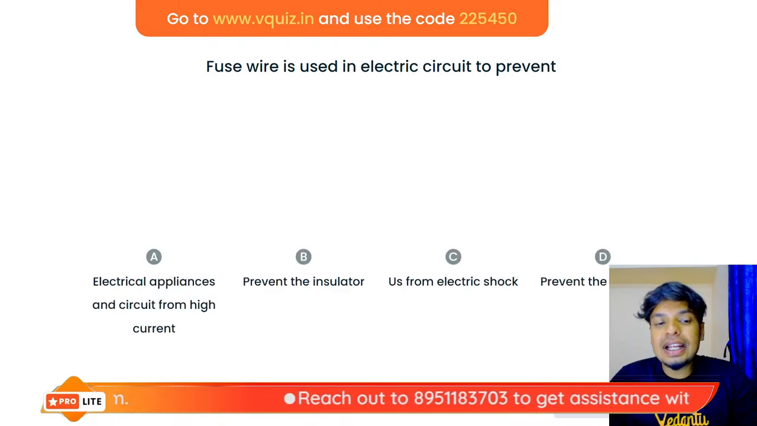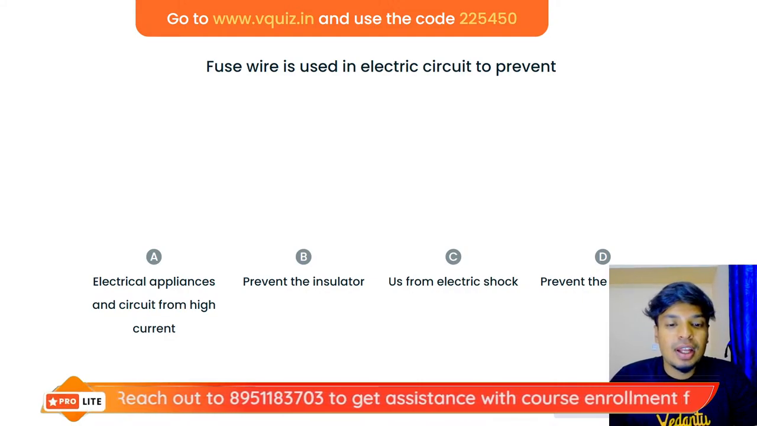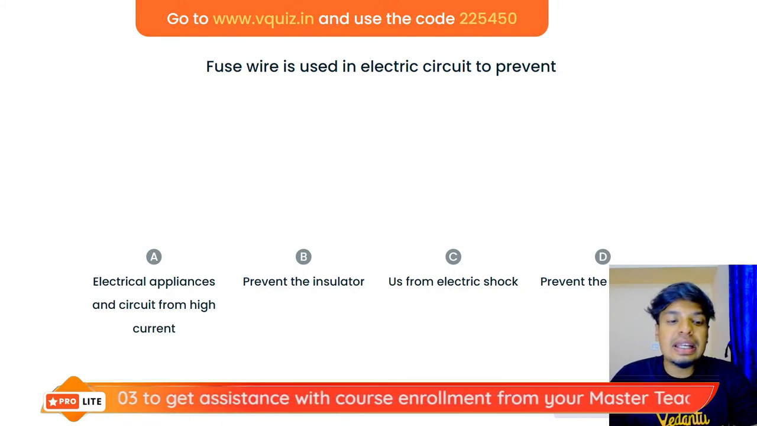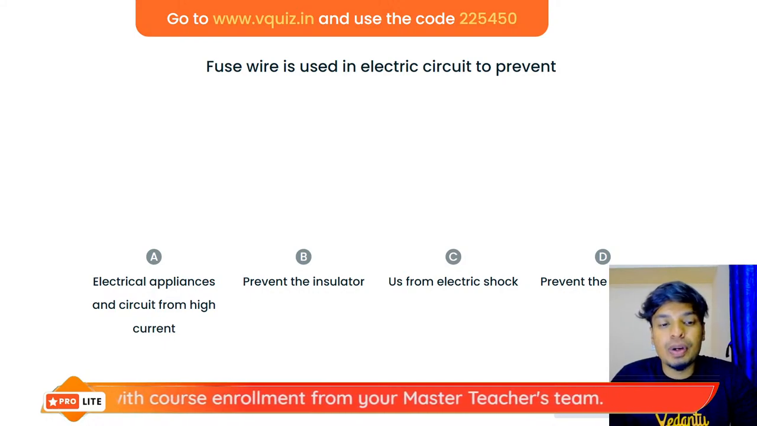The options are: electrical appliances and circuit from high current, to prevent the insulator, us from electric shock, prevent the ammeter. Fuse wire is used in electric circuit to prevent what?